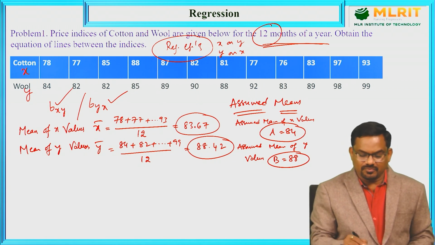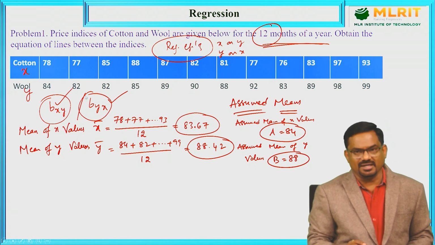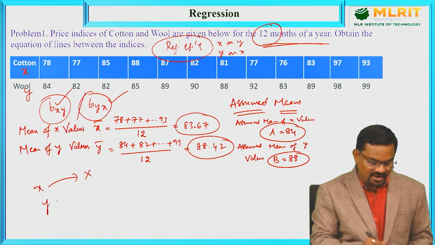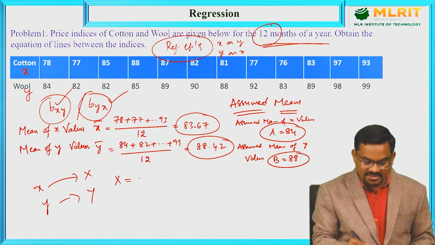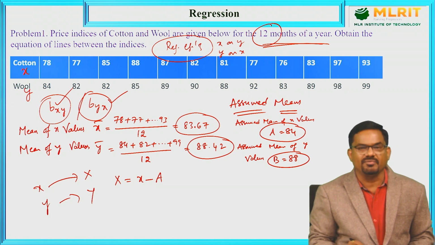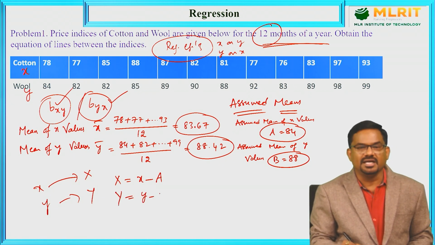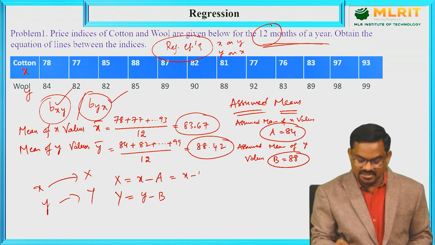Now, to calculate the values of bxy and byx, let us construct a table and convert the x values into capital X, y values into capital Y. Capital X is x minus the assumed mean of x values, capital Y is small y minus assumed mean of y values. So, this is x minus 84 and this is y minus 88.